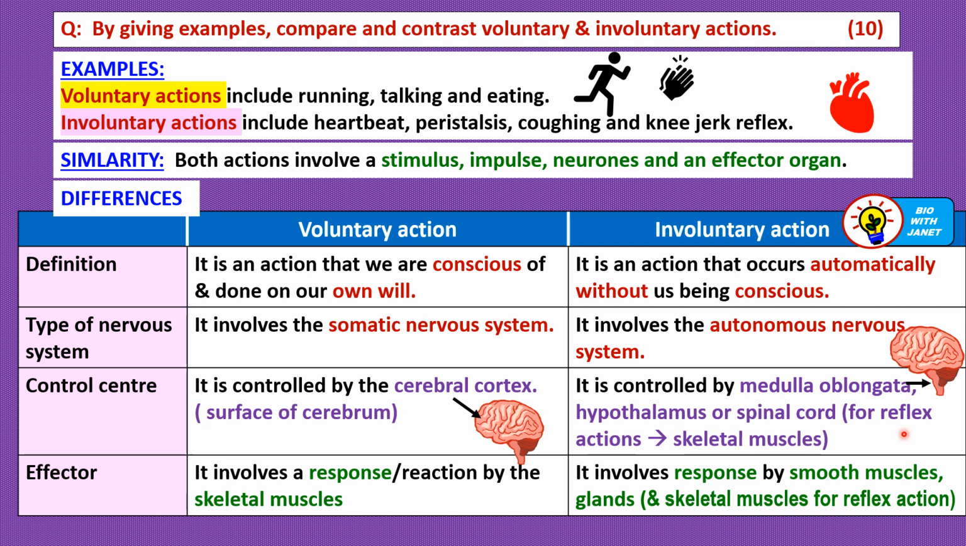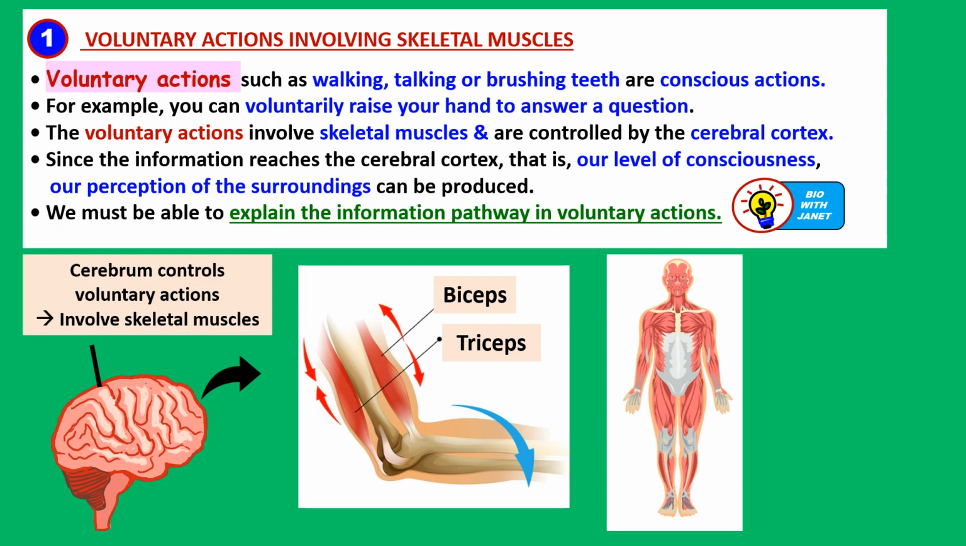Now, there's another difference, which is voluntary actions have to be learned. Okay, normally they are learned, whereas involuntary actions like reflex actions are inborn. We don't learn them. They already are there naturally, even in a baby that is born. They have certain types of reflex actions. So first of all, let's study voluntary actions, and then we'll study involuntary actions after that.